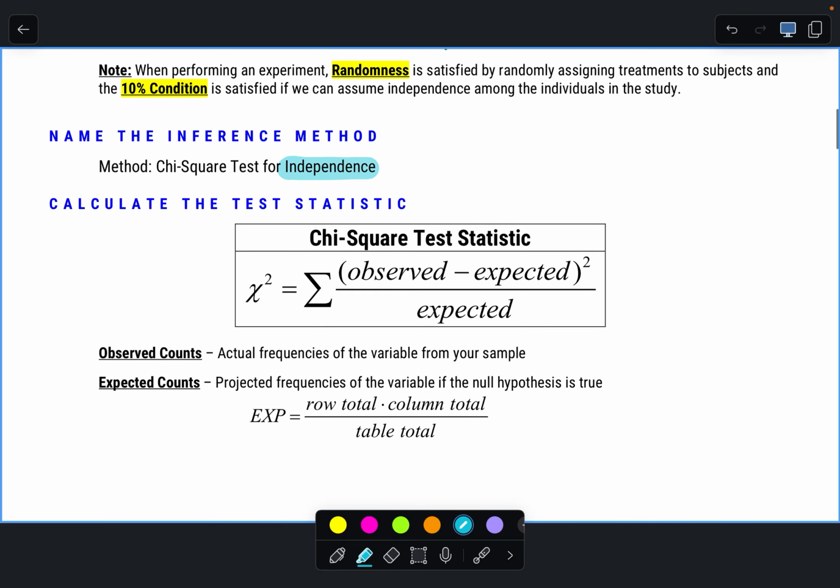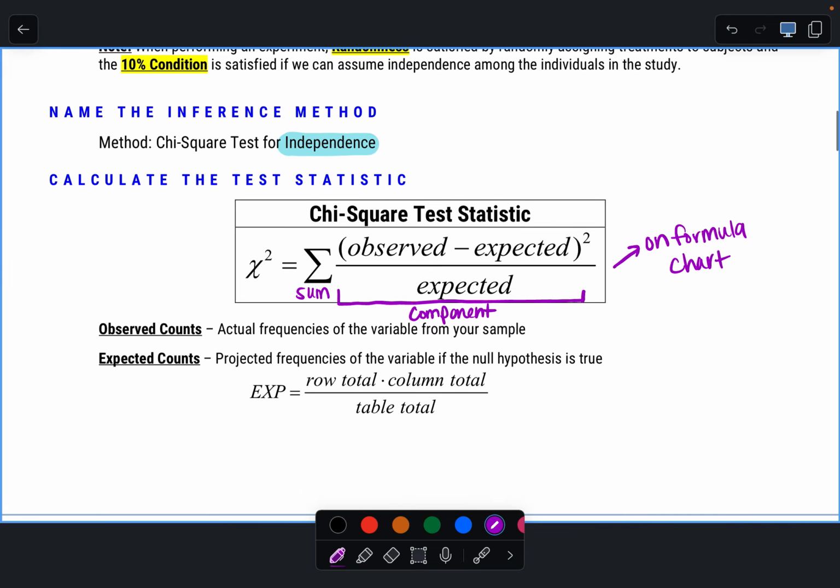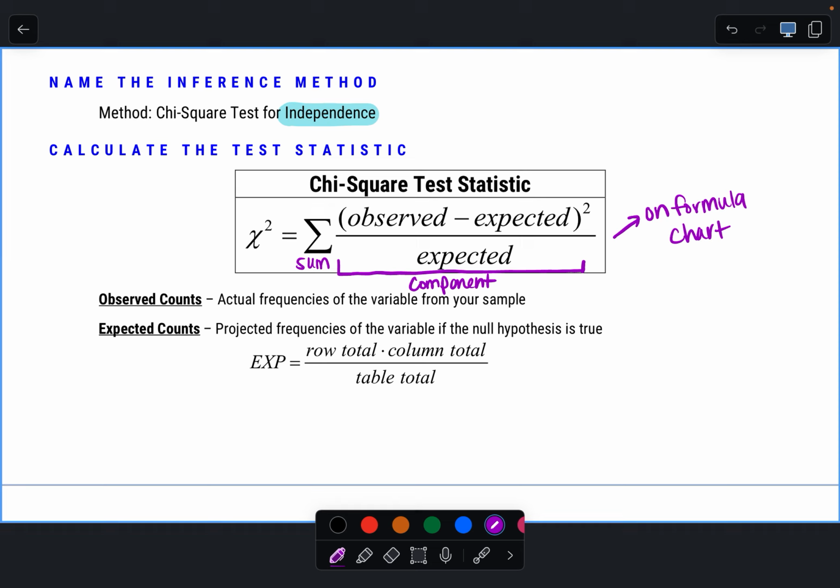This is the chi-square test statistic. This is going to be like your cutoff value for your p-value. This is on the formula chart. You don't have to memorize this, just note that it is on the formula chart. The part where you're doing the observed minus expected squared, that is your component. And so every single cell in your 2-way table technically is going to have this formula performed on that observed count versus the expected. And then at the end, you take all of those calculations, you add them together, and that's what makes your chi-squared value.